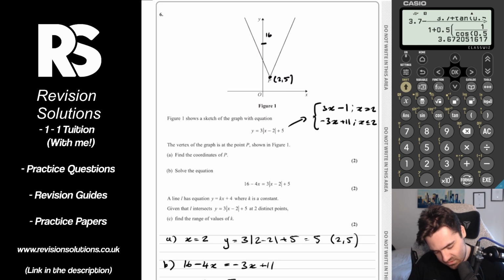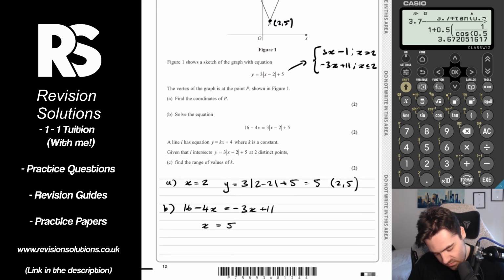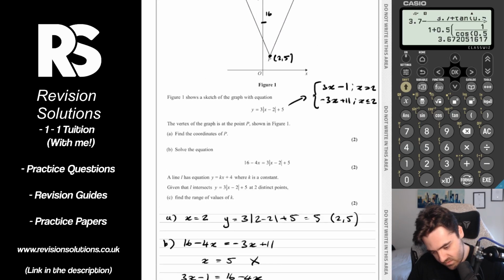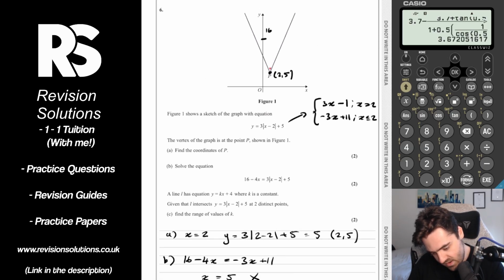So that's not going to be right. We need to actually solve with the other side. So that's not the right solution. We need the other solution. That would be 3x minus 1. Sorry, I flipped it around, but the same process. 3x minus 1 equals 16 minus 4x. This time it's going to need to be bigger than 2 if it's going to intersect with the right-hand side of our equation.